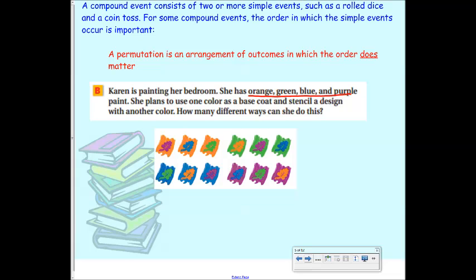She can't pick orange and orange, because then if she painted orange and orange, what would happen? You wouldn't see the design at all. It would just look all orange. Okay, so if she picks orange for her wall and then paints a purple design, it would look like this, right? But if she uses the same colors in a different order, does it look the same? No, it would look like this. So there, does the order matter? Yes, the order matters there. So that's called a permutation.